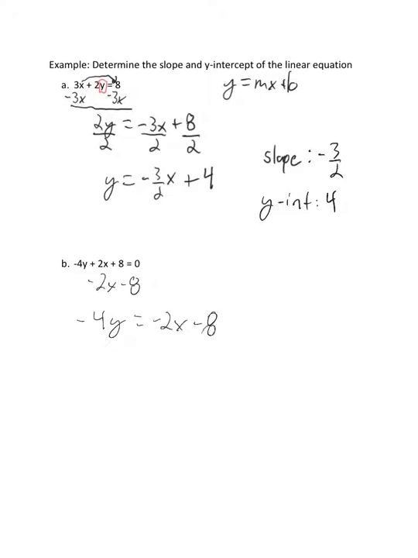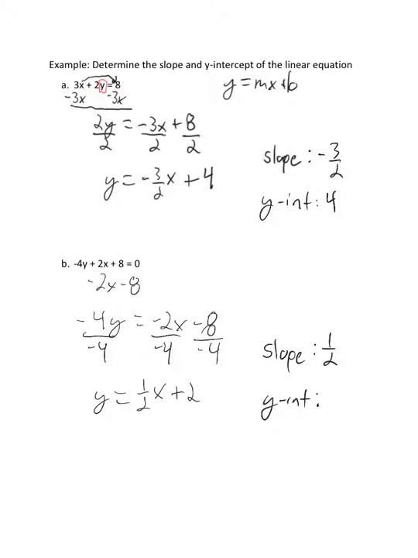equals -2x minus 8. And then similar to the example before, if it's -4 times y, I'm going to divide everything by -4. So y equals -2 over -4, which would reduce to 1/2. And -8 over -4 would reduce to positive 2. So in this instance, the slope would be 1/2, and the y-intercept would be positive 2.